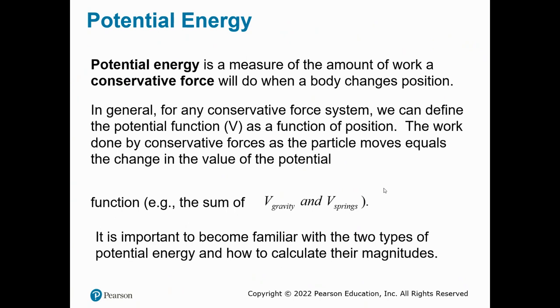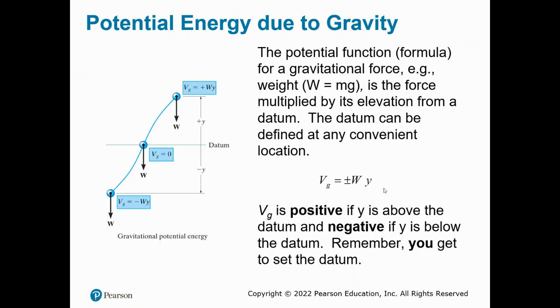Potential energy is a measure of the amount of work a conservative force will do when a body changes position. In general, for any conservative force system, we can define the potential function V as a function of position, and the work done by conservative forces as the particle moves equals the change in the value of the potential. So we have the sum of the gravitational potential energy and the spring potential energy. It is important to become familiar with the two types of potential energy and learn how to calculate their magnitudes.